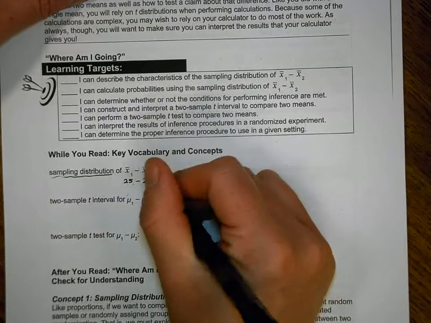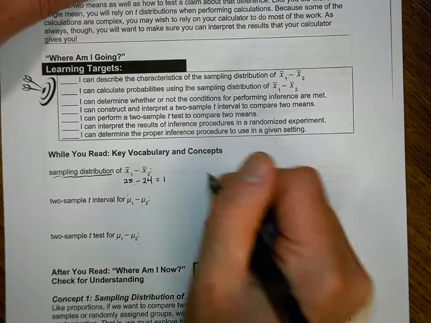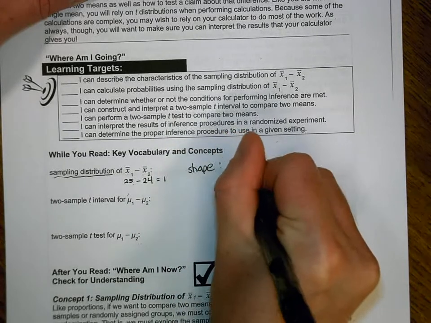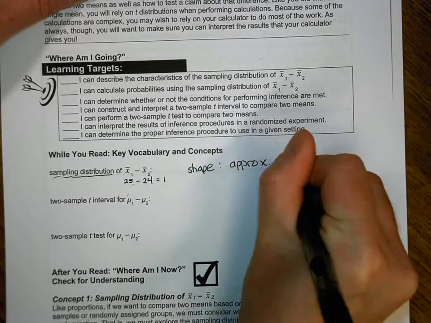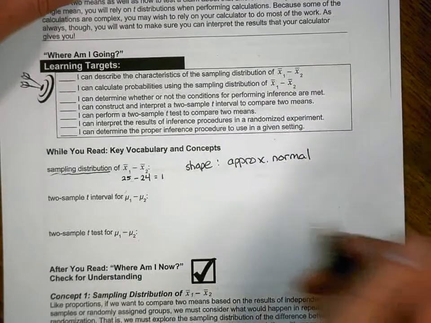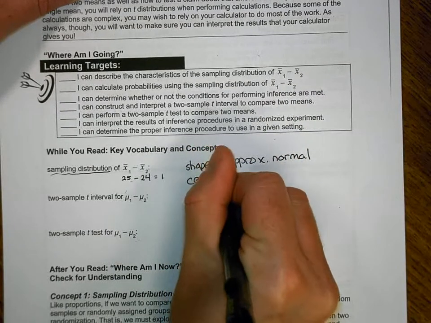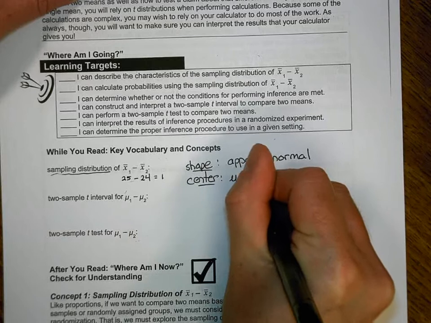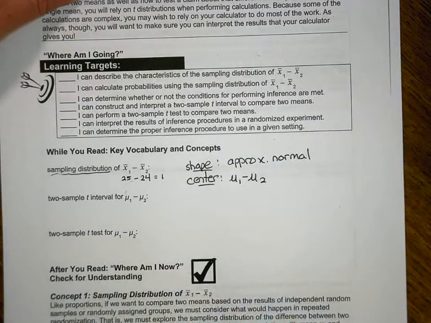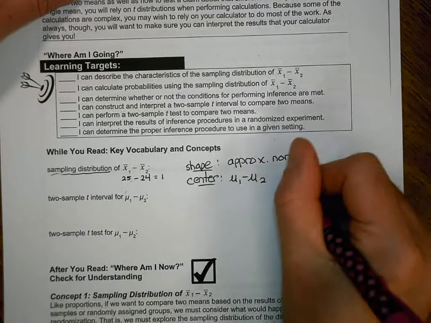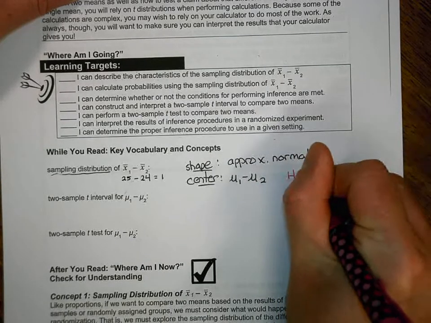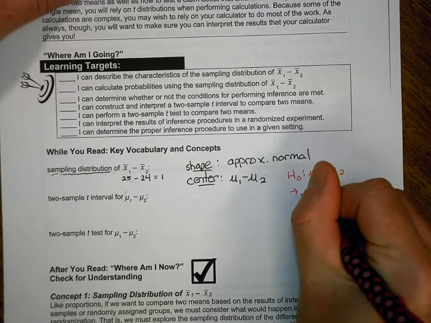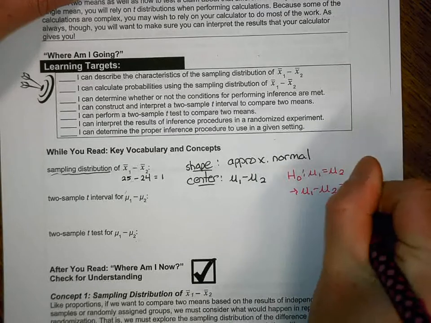So basically, after you graph all of your possible differences, the shape should be, once again, approximately normal. The center should be centered around the true mean difference of the population, which is mu1 minus mu2. And later, when we do our significance test down below for two samples, the H0 is going to say that they equal each other, meaning that mu1 minus mu2 should equal 0.